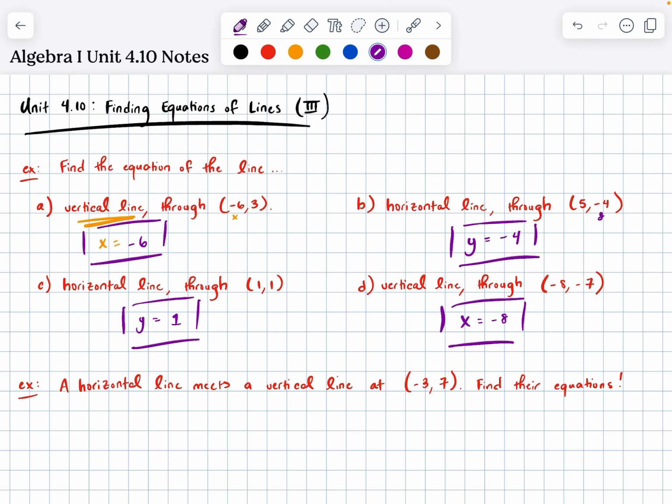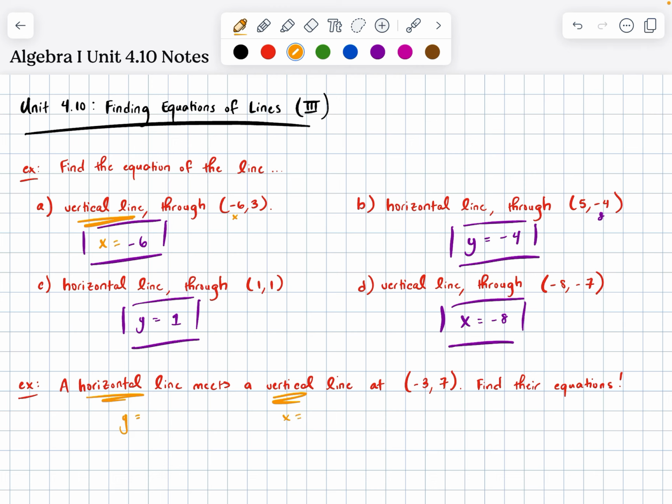But I could also kind of up the ante here and ask this in a kind of creative way. Let's say that I have a horizontal line and a vertical line that intersect. They cross each other at the point -3, 7. I want to find their equations. So for the sake of this example, horizontal lines, of course, happen when y is equal to something. Vertical lines, of course, happen when x is equal to something.